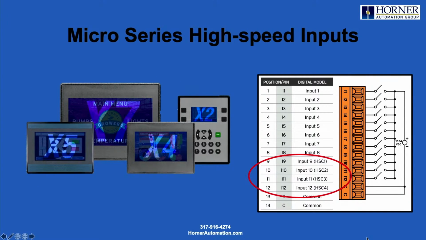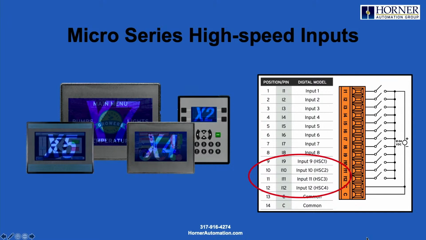Okay, now let's take a look in a little more detail at some of the specific interfaces on our Horner all-in-one products. What you see in front of you here is the micro series of controllers. The micro series, just like the rest of our OCS products, which feature both built-in I/O and screens, has full compatibility with encoders. In the case of the micro series, if you look at the terminal strip, you won't see any specific notation in terms of which inputs are high-speed capable.